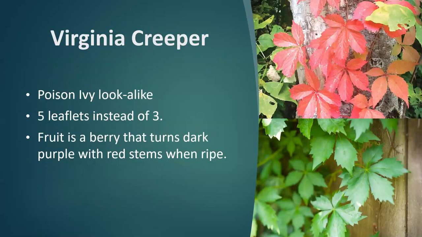Virginia creeper, it is a very common food source for many different species, particularly deer. They're going to browse on the leaves as well as the twigs. But we mainly put this here just to kind of point out the look-alikeness of it to poison ivy.